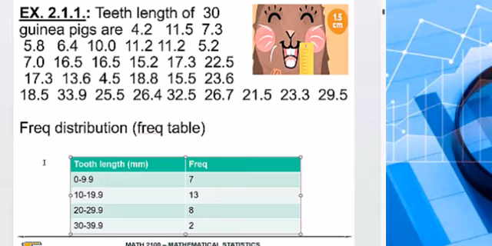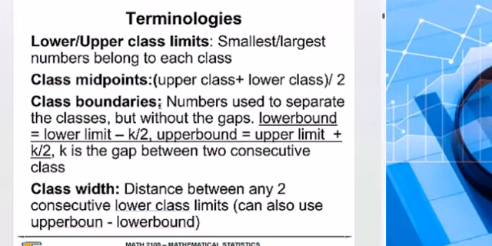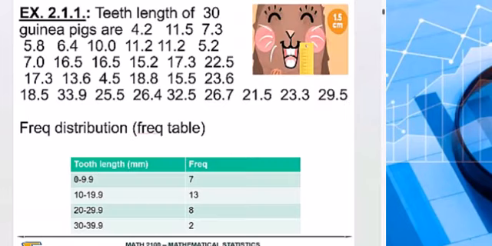So, in order to fill the gap, we will use the class boundary instead. For example, for the first class, we can calculate the lower bound and the upper bound. If we use the lower bound, subtract k by 2, so you have 0 subtract 0.1 divided by 2, and you get negative 0.05. But because this length is non-negative, you can keep 0, or you can also use a negative value. It doesn't matter, but often people will use 0 as the lower cutoff in this case.